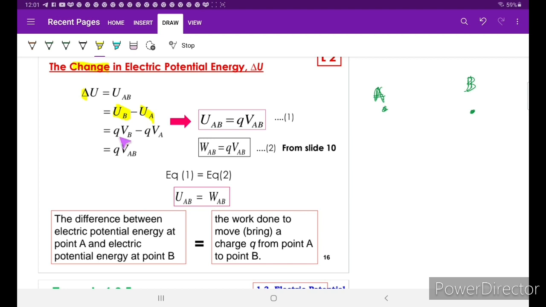Okay, as we know, U equal to QV. U for B equals QV for B, and U for A, or the electric potential energy at point A, equals the charge at point A, q, multiplied by the electric potential at point A. So we need to find the charge at point A and also the charge at point B. Okay, then we need to calculate U.